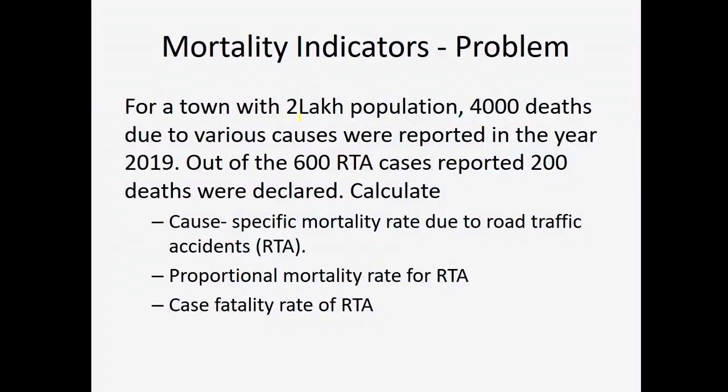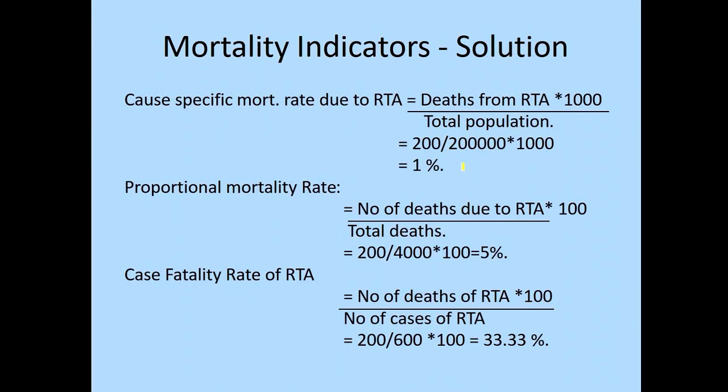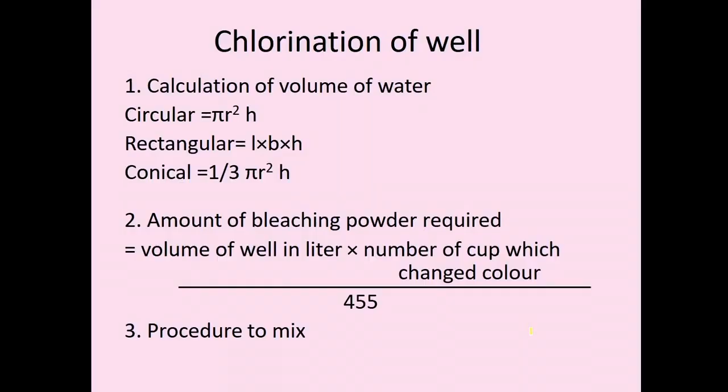numerator. For a town with 2 lakh population, 4,000 deaths due to various causes were reported in the year 2019. Out of the 600 RTA cases reported, 200 deaths were declared. Calculate cause specific mortality rate due to RTA, proportional mortality rate for RTA, case fatality rate of RTA. So we can substitute in the formula and we can calculate like this. We can get 1% as cause specific mortality due to RTA, proportional mortality rate as 5%, case fatality rate as 33.3%.